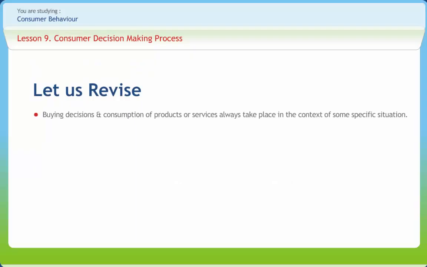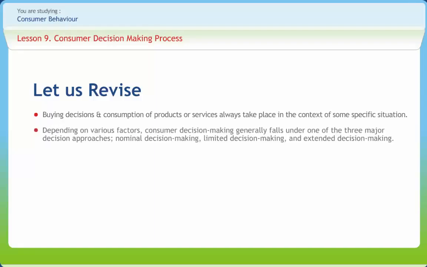Before we end, let us briefly revise what we've studied so far. Buying decisions and consumption of products or services always take place in the context of some specific situation. It is extremely important for marketers to understand how situations and internal as well as external influences affect the purchase decision process. Depending on various factors including the level of consumers' involvement, time pressure, and the mood, consumer decision-making generally falls under one of the three major decision-making approaches: nominal decision-making, limited decision-making, and extended decision-making.